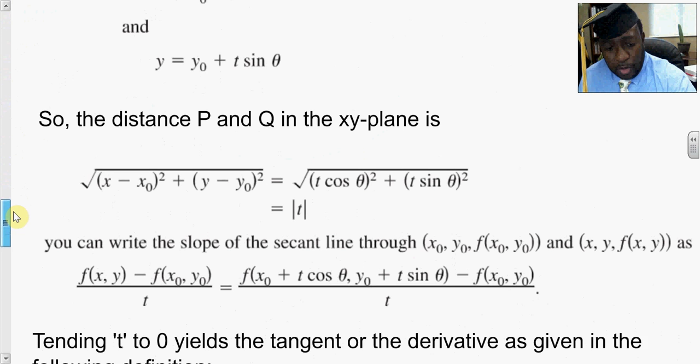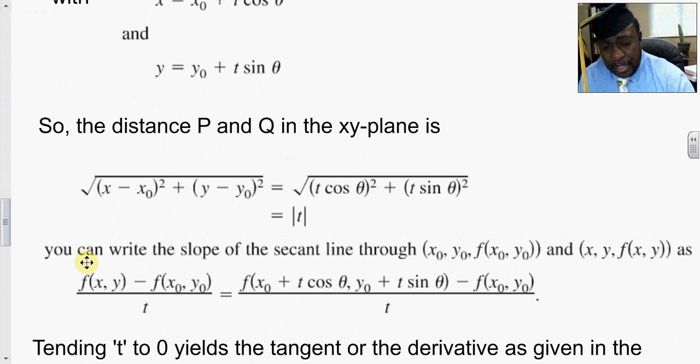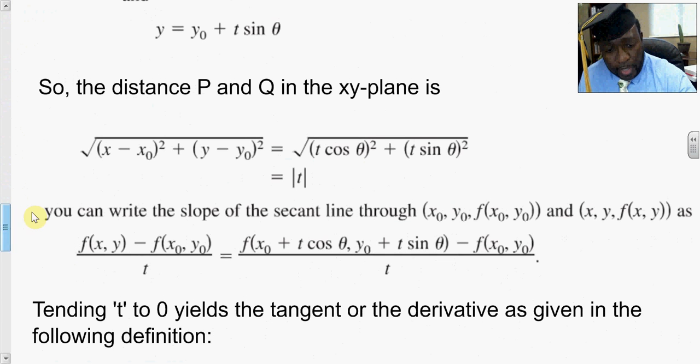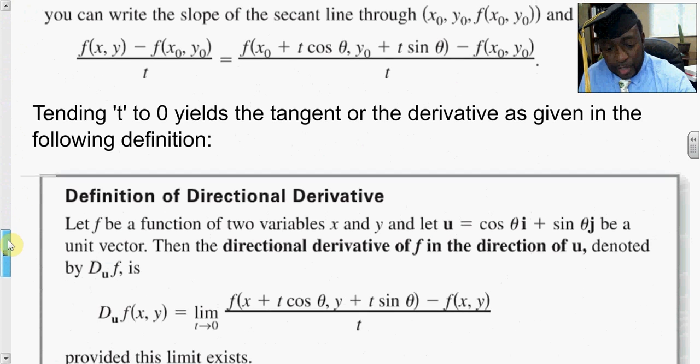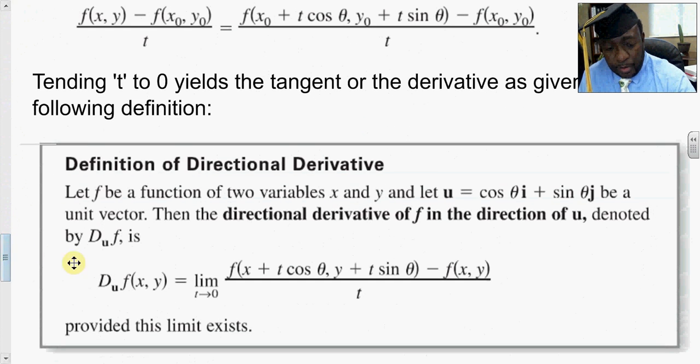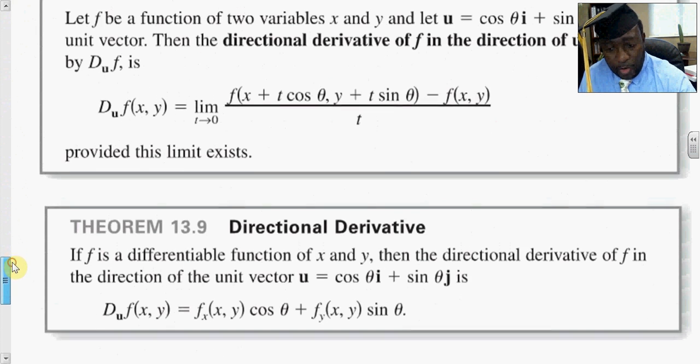So if you look at the secant line, the slope of that with respect to f of x, y and f of x naught, y naught gives you this ratio. By letting t go to 0, we calculate not the slope of the secant line, but the slope of the tangent, and that gives us the directional derivative of f in the direction of u at the point x, y. So we can calculate that by using the theorem that the directional derivative, if f is a differentiable function of x and y.